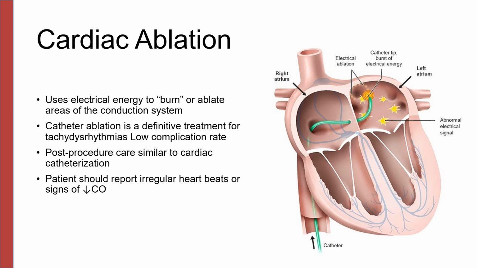So this catheter ablation is a definitive treatment for tachydysrhythmia. That means that it works when it works. And there's a low complication rate. This is also done in the cath lab. The post-procedure care is similar to a cardiac catheterization because we have to go in through an artery, usually in the groin or the radial in the wrist.